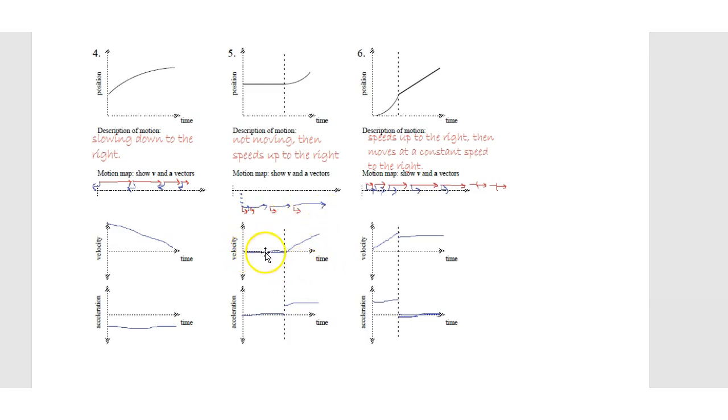For the first section of time where we are not moving, we have no velocity, so there's a line here at 0, and then I start to speed up to the right, so I have to, in the positive region, leave 0 meters per second.